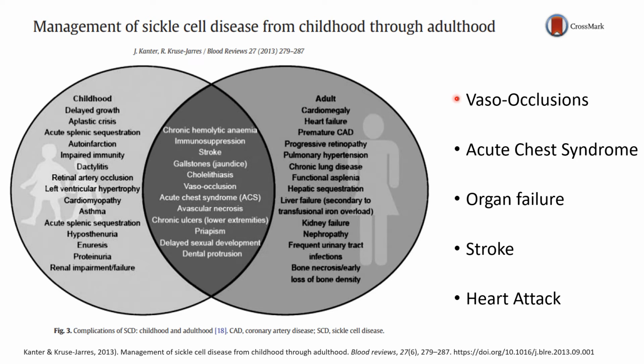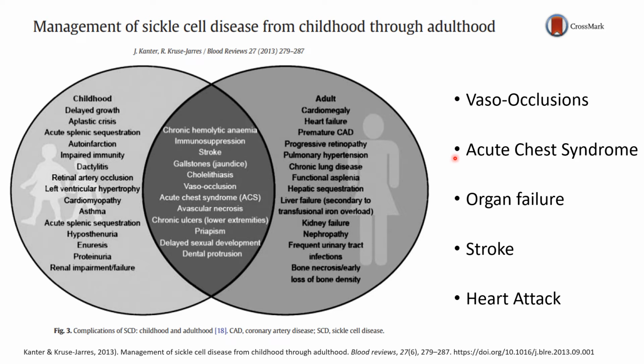Vaso-occlusions is the primary issue. This is because typically red blood cells are biconcave and they flow through blood vessels with little to no issues. But a problem that occurs is whenever these have strange shapes, they can start to block blood vessels and prevent red blood cells from carrying oxygen to that tissue, and this can result in issues.